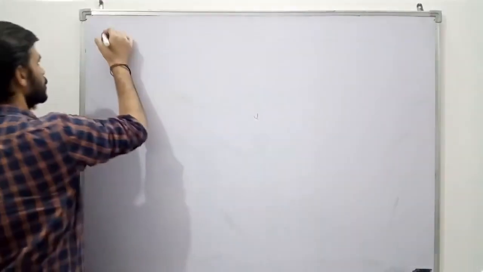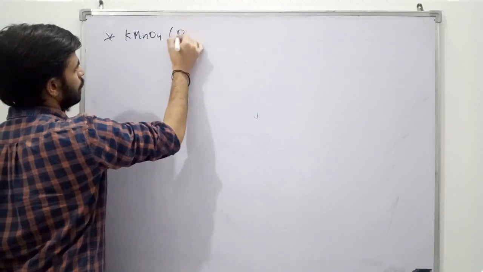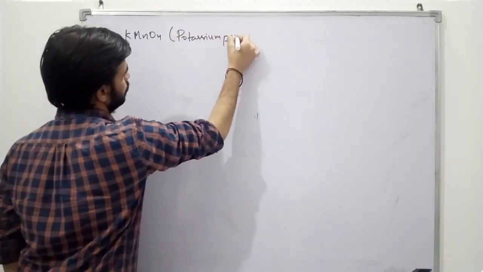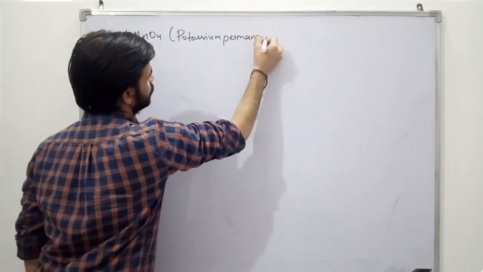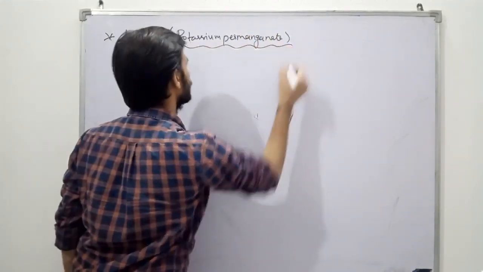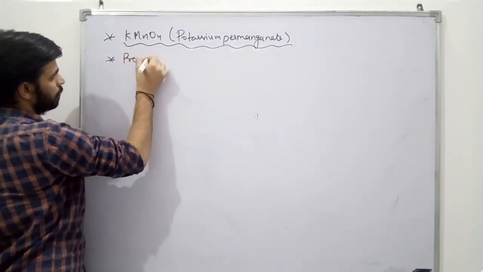In today's video, we are going to discuss potassium permanganate. So let's start with potassium permanganate, having the formula KMnO4. Let's start with the preparation of potassium permanganate.